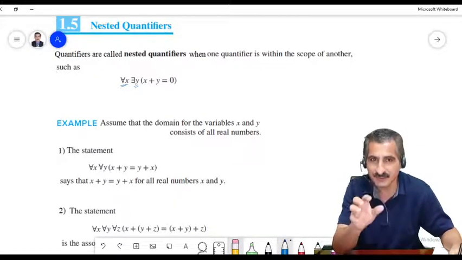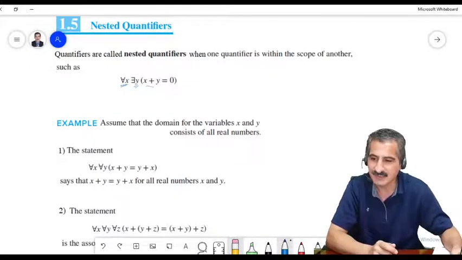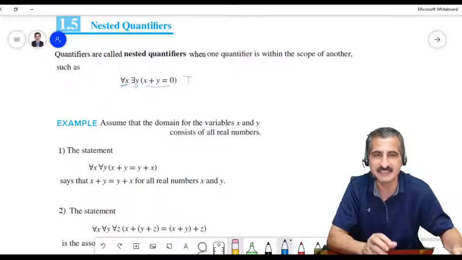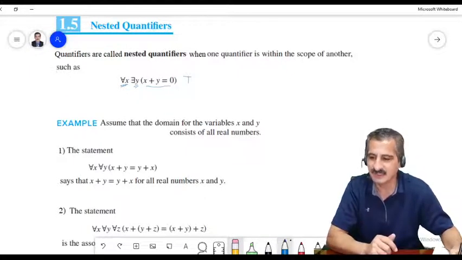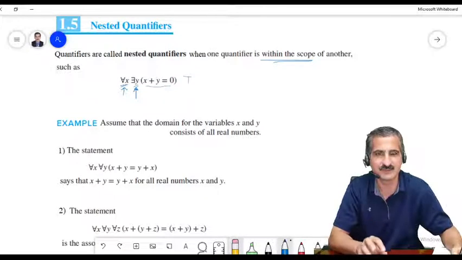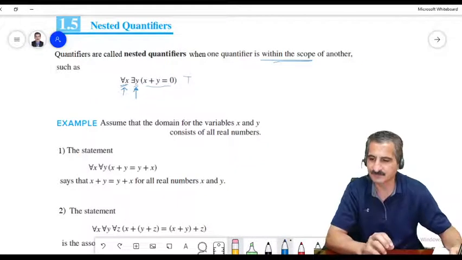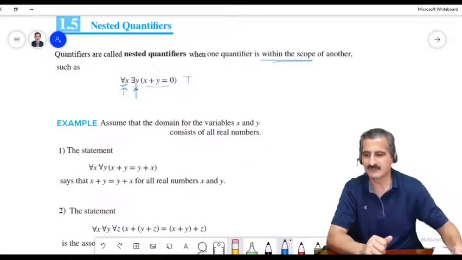So for every real number x, there exists y such that x plus y is 0, and we know this result is true. So this is an example of what we mean by nested quantifiers. As we see here, there exists y is within the scope of for every x. The existential quantifier is in the scope of the universal quantifier. Okay, to make that clear, let us see more examples.